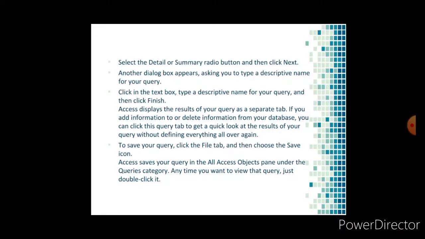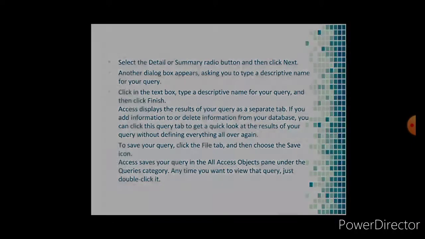A dialog box appears asking you to type a descriptive name for your query. Click the text box, type a descriptive name for your query and then click the Finish button. To save your query, click the File tab and then choose the Save icon. Access saves your query in the All Access Objects pane under the Queries category. Anytime you want to view that query, just double click.